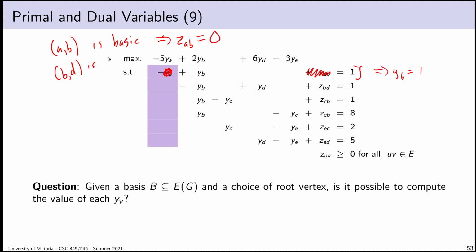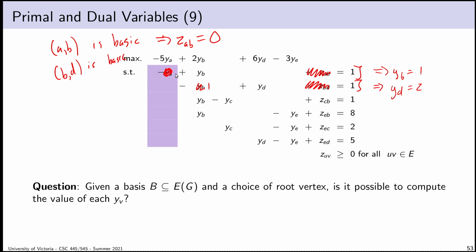So BD is basic. And that means that ZBD has to equal 0. Okay, so can I figure out the value of YD? Well, let's see. I know what YB is. It's 1. So that means that -1 plus YD equals 1, which if I solve that for YD, I'm really saying that YD equals 2.